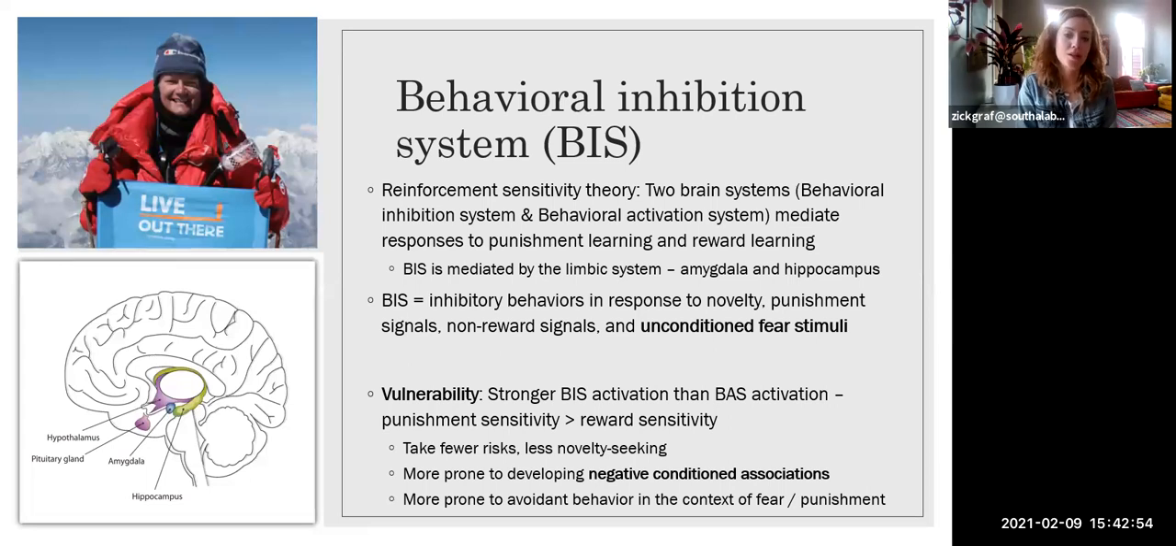In terms of operant conditioning, the behavioral inhibition system is the part of our brain that responds to and processes punishment signals from the environment.